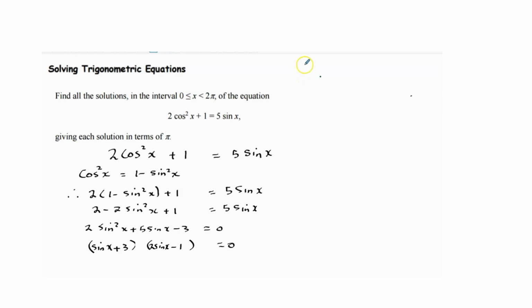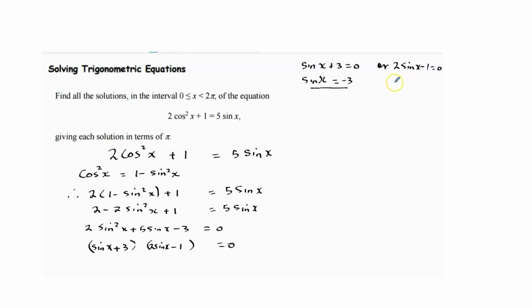So now we have sine x plus 3 equals 0, or we have 2 sine x minus 1 equals 0. So here sine x equals minus 3, and this is the y value on the sine graph, and there is no negative 3 on the graph. The minimum value on the graph is minus 1. So this would not be a solution, so we can rule that out.